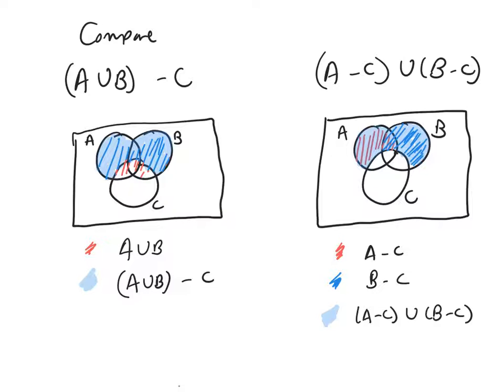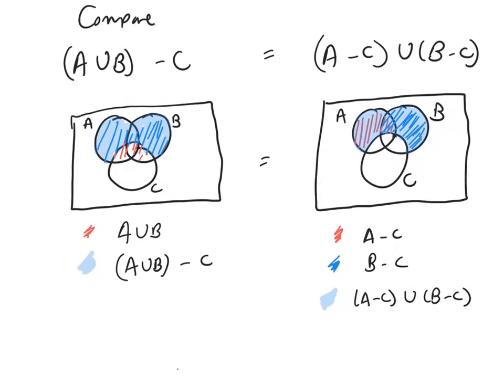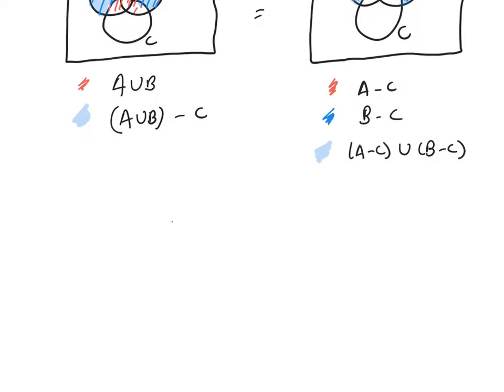So now compare these Venn diagrams. If you look at these Venn diagrams, you'll see that they are identical. And so because these Venn diagrams are identical, what it's telling me is I think that these sets here are equal. So now what we want to do is prove that. Let's prove that these two sets are equal.